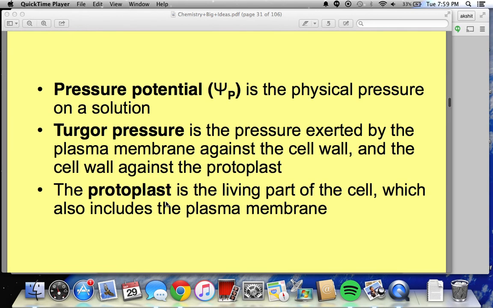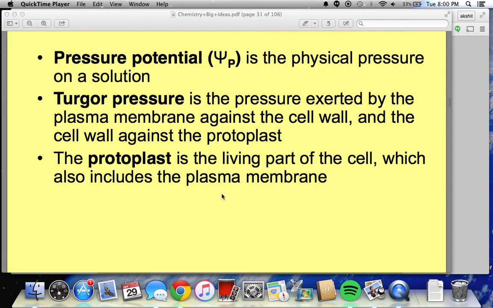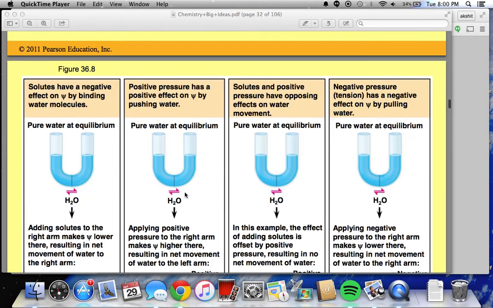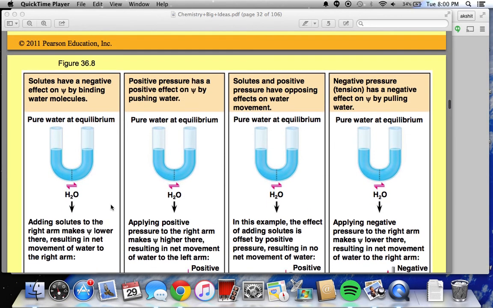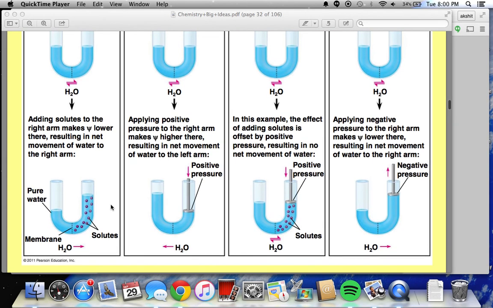Again, the pressure potential is a physical pressure on a solution, and in plant cells, the special name for pressure potential is turgor potential, because as water comes into the cell, the pressure is what the cell wall exerts back onto the cell. So it's the pushing back that the cell wall does when the cell wall itself is pushed out, and that's called the turgor pressure. And the protoplast is the living part of the cell.